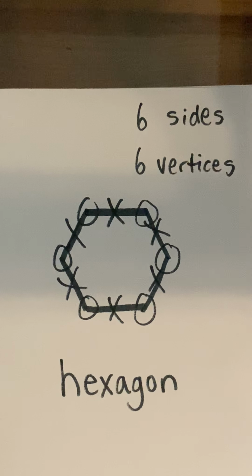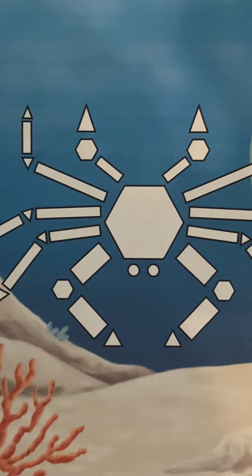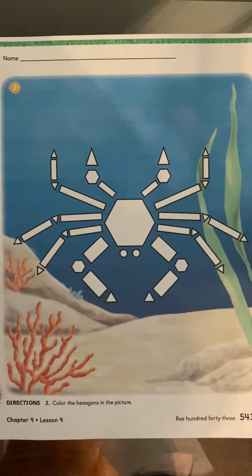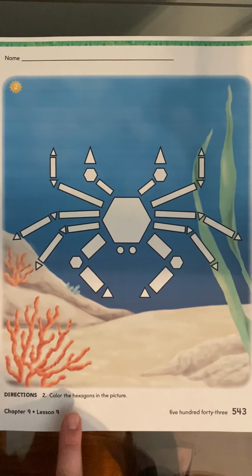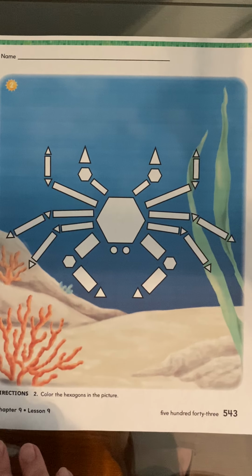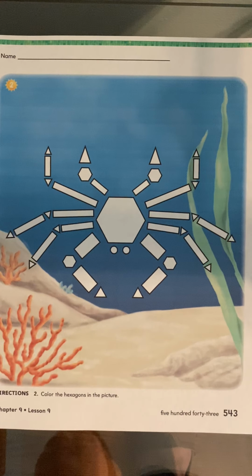Okay, now we're going to do another page from our Go Math book. Looks just like this. Let me zoom out a little bit. Just like that. And at the bottom there it says, color the hexagons in the picture. But if we look, there's a lot of different shapes. And we have to figure out which ones are hexagons and which are not hexagons.